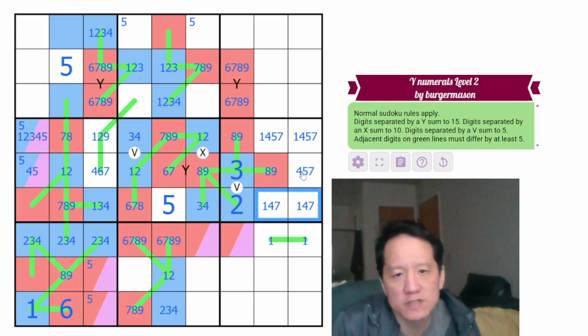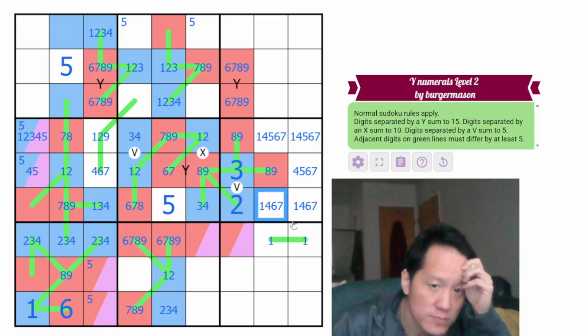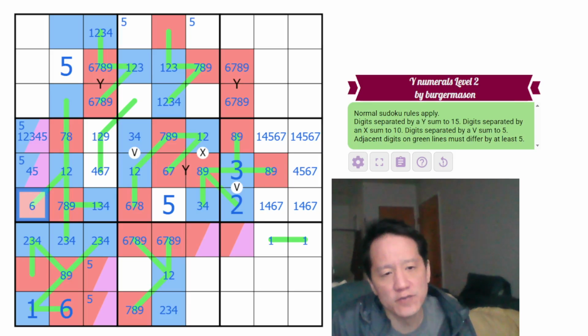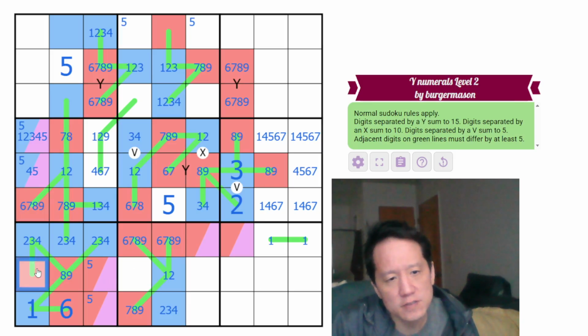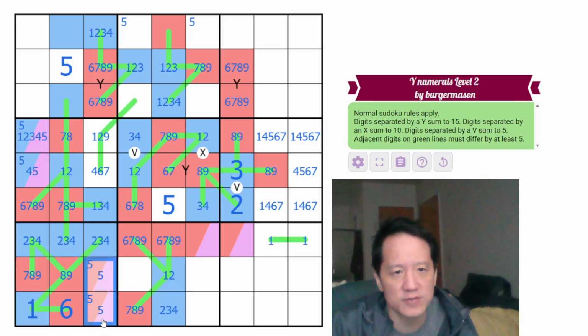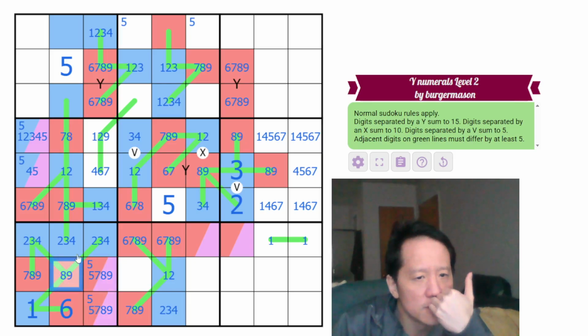This could be 6. Don't know how I'm missing that. This could be 6. This is 6, 7, 8, or 9. This is only next to 2, 3, or 4, so this cannot be, and, well, this is 6, so this is 7, 8, 9. These are 5, 7, 8, 9. 9 is one of these two.